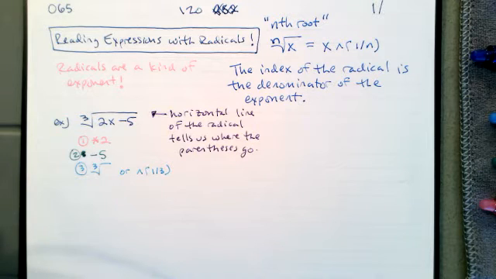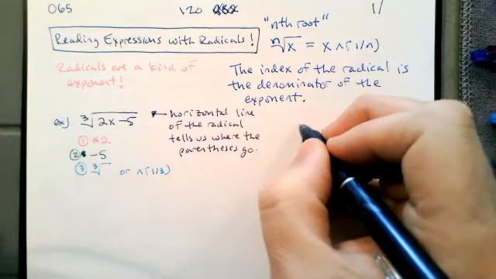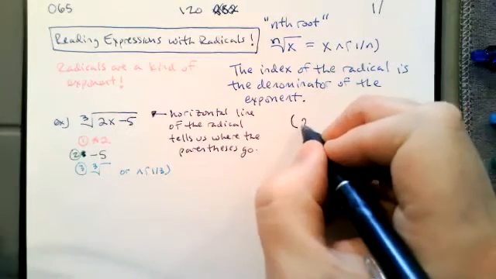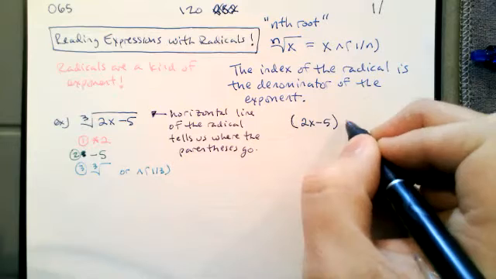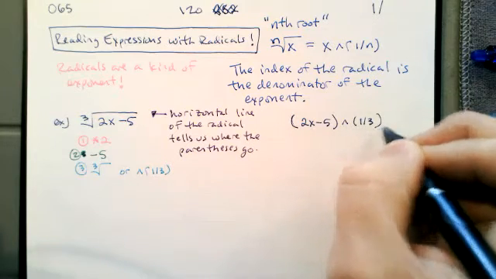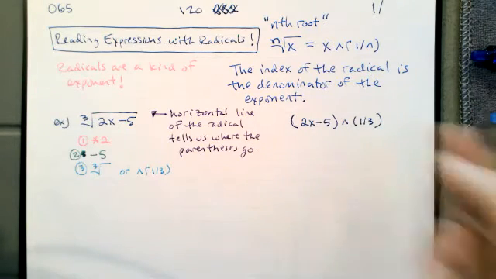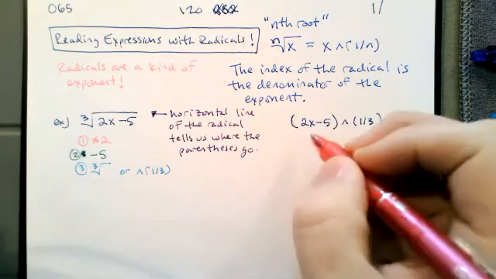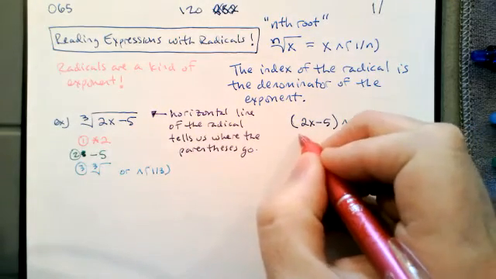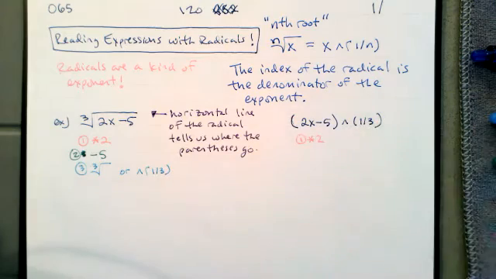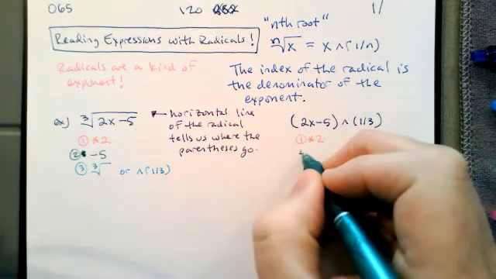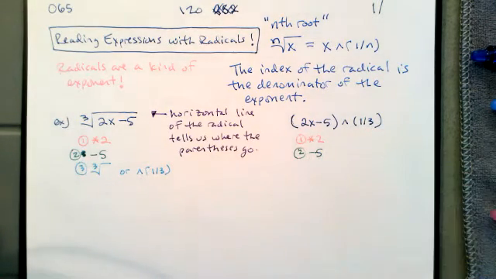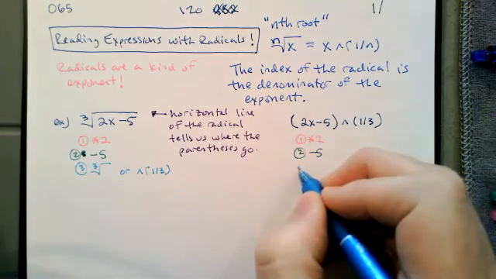The best way to practice this is to convert the radical to exponential notation. In exponential notation, we would take in parentheses 2x minus 5 and raise that to the 1/3 power. Here we have it in single line syntax, and it reads the same as the radical expression. First, we multiply by 2. Second, we subtract 5. And third, we raise to the 1/3 power.